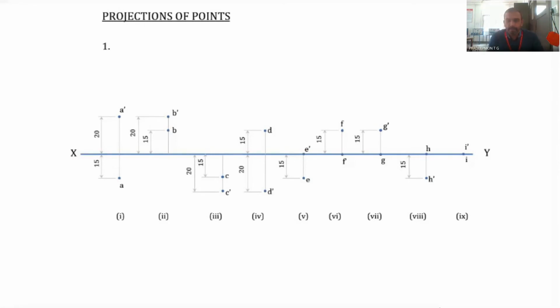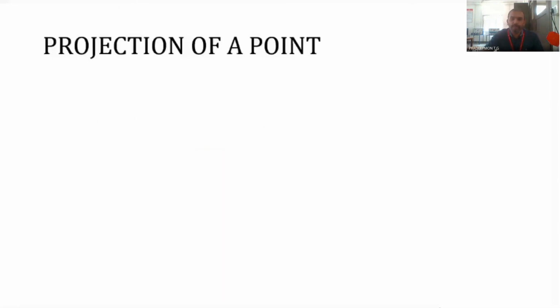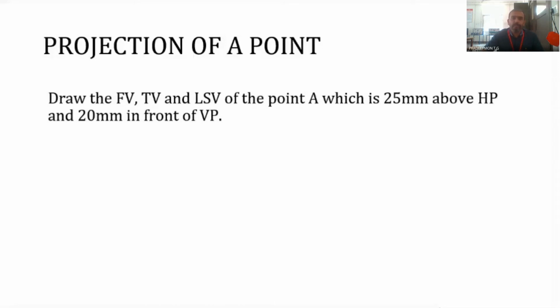Now, in any of these cases, we have drawn a side view. Then how to get the side view also? One example on how to draw the side view is also given. So that is another question; we just note down this question. Draw the front view, top view, and the left side view of the point A, which is 25 millimeter above HP and 20 millimeter in front of VP. The distance from the profile plane is not given, so we can assume any distance from the profile plane. So in this case, we have to draw the front view, top view, as well as the left side view.